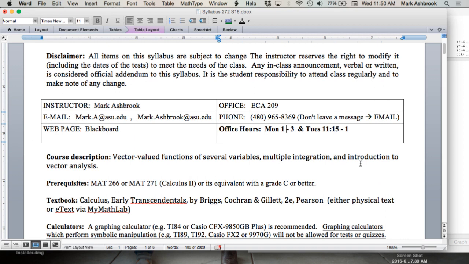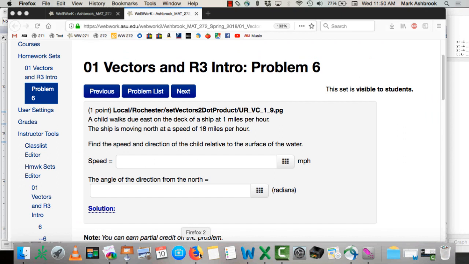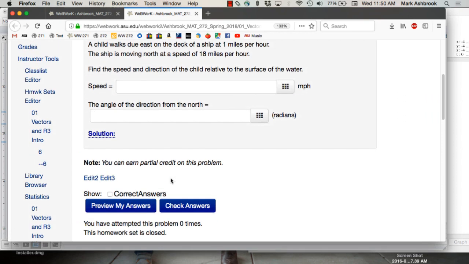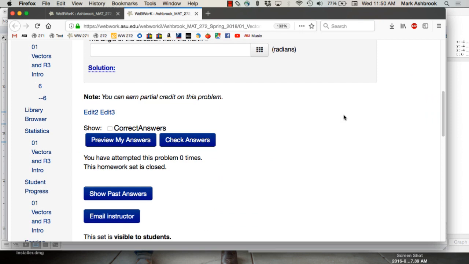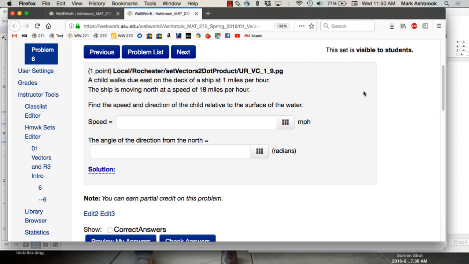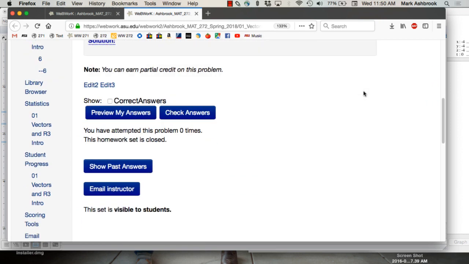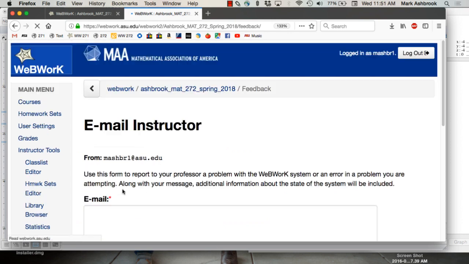With web work, use the email instructor button. Let me show you that. So here's this problem here. If you're stuck on this, you need help, then don't take a screenshot and send me an email from your account. Use this button right here, email instructor, because then I get a direct link to your problem. So use the email instructor button and then give me a detailed explanation of your difficulty.